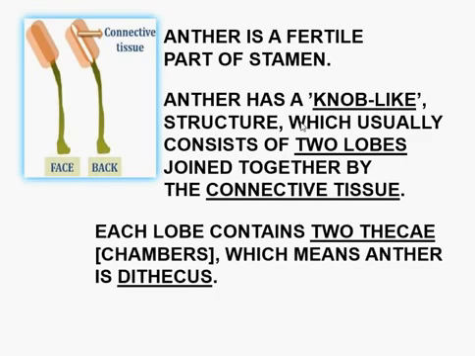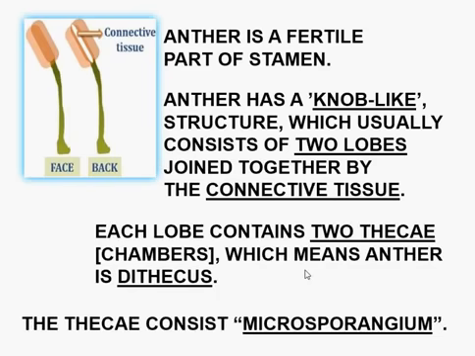Here thecae means chambers. Each lobe contains two chambers or thecae, hence the anther is dithecous. The thecae consist of microsporangium. So let's observe clearly in the photograph. So this is a stamen. This is a stamen, male reproductive part of the flower.